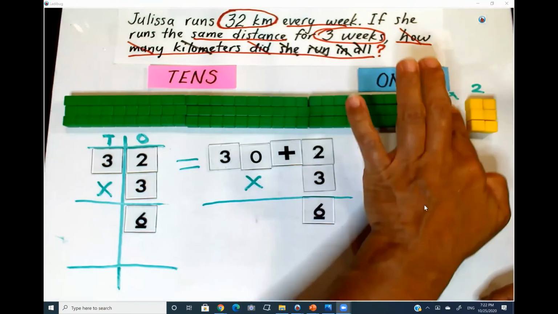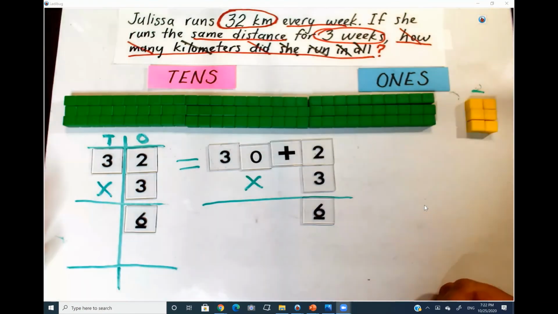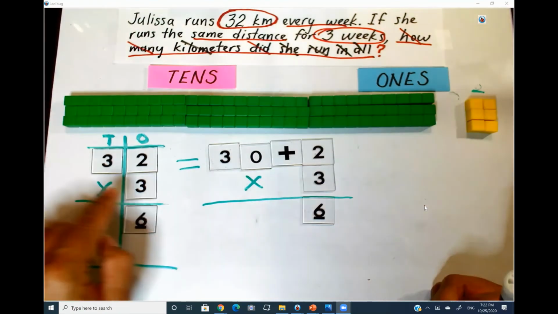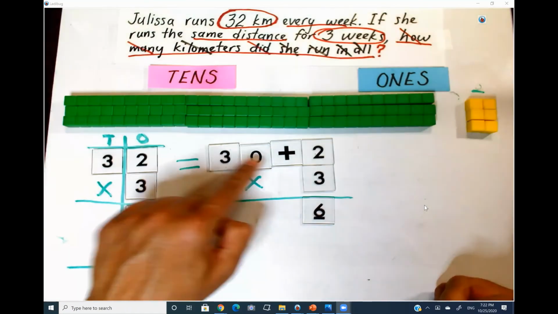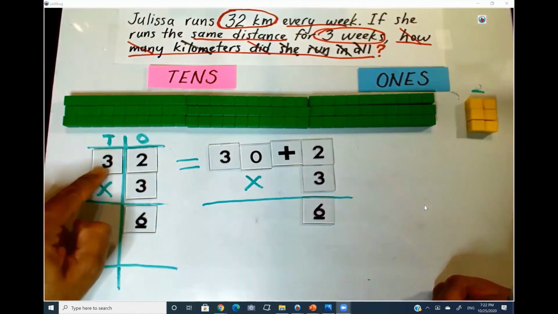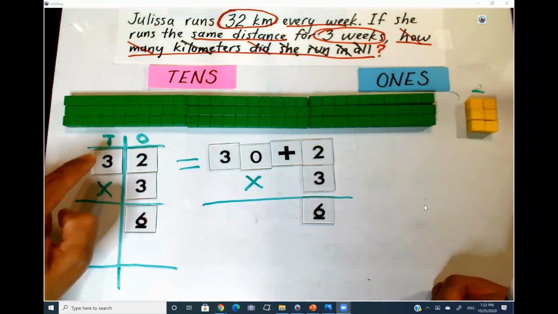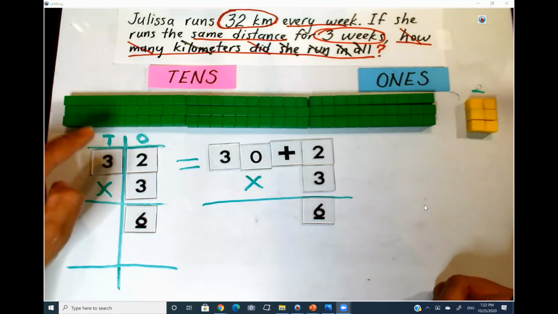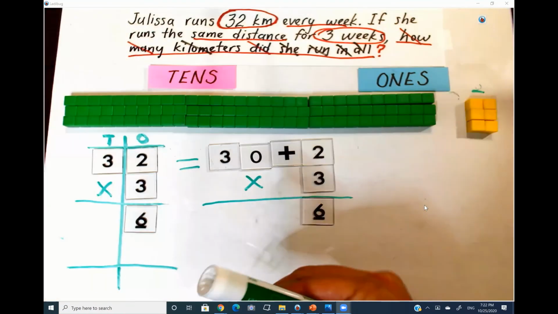Now for the next one, we're going to do now the tens. The second step is to do the tens. Now we know we have 3 tens. 3 tens is 30. Or the value of 3 is 30. So we're going to do 3 times 30. And 3 times 30 is going to be 90.